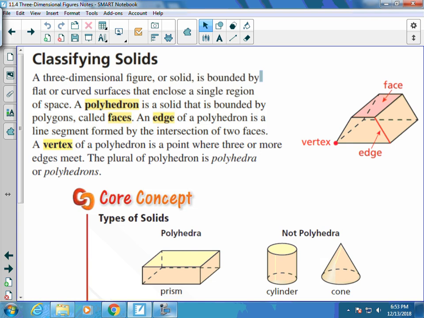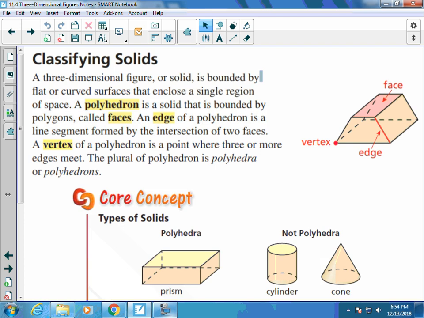If we're classifying solids, a three-dimensional figure, or solid, is bounded by flat or curved surfaces that enclose a single region of space. A polyhedron is a solid that is bounded by polygons called faces. An edge of a polyhedron is a line segment formed by the intersection of two faces. A vertex of a polyhedron is a point where three or more edges meet. And the plural of polyhedron is polyhedra or polyhedrons.